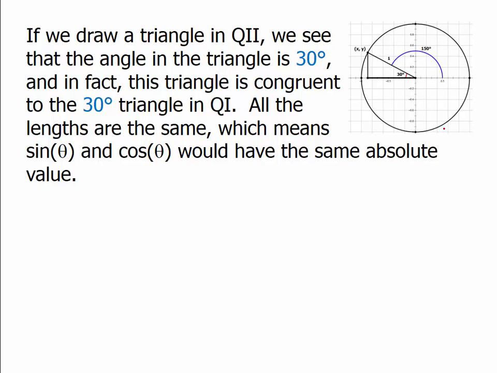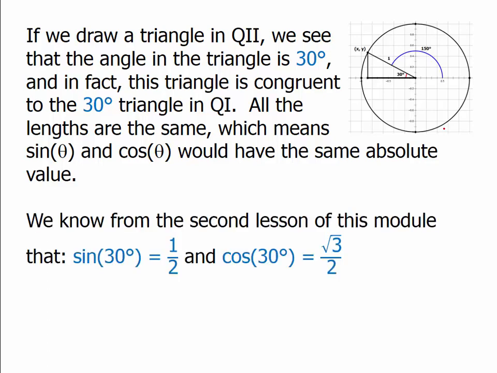And so what that means is the lengths of those sides are going to be exactly the same as the lengths of the sides of the 30-degree angle. And of course, the lengths of the sides determine the values of sine and cosine, so it means that at least the absolute value of sine will be the same for 150 and 30. The absolute value of cosine will be the same for 150 and 30. So what are the values of sine and cosine of 30 degrees? Well, we talked about this a little bit a couple videos back, and you may remember that the sine of 30 degrees is 1/2, the cosine of 30 degrees is root 3 over 2.